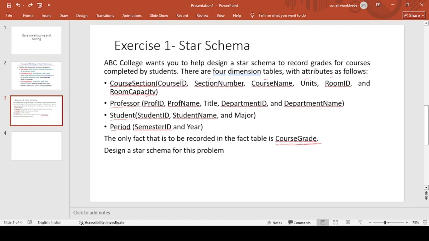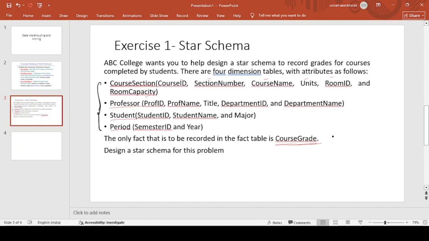The first dimension table, course section, contains the attributes: course ID, section number, course name, units, room ID, and room capacity. The second dimension table, professor, contains the attributes: professor ID, professor name, title, department ID, and department name. The third dimension table is student. It contains attributes like student ID, student name, and major. The fourth dimension table is period. It contains the attributes semester ID and year. So these are the four dimension tables mentioned here.